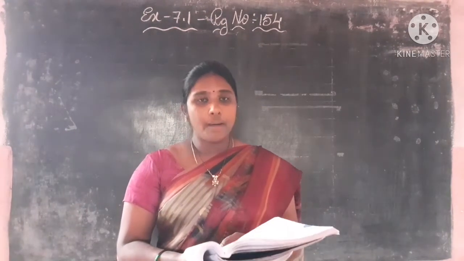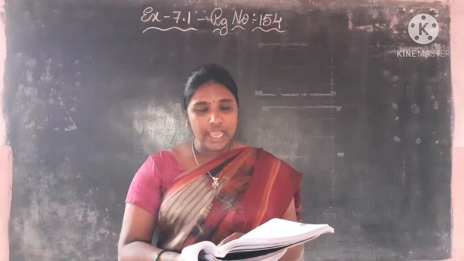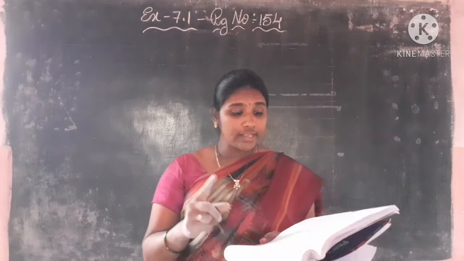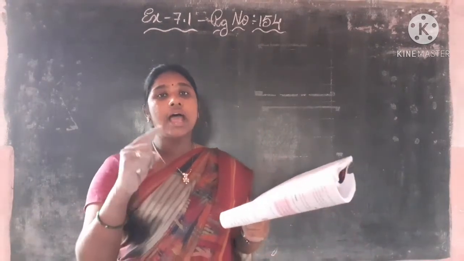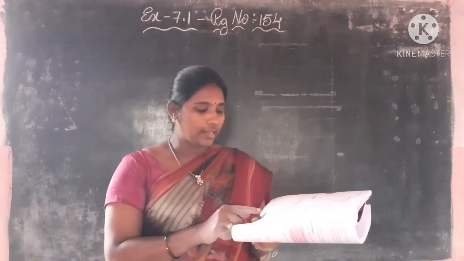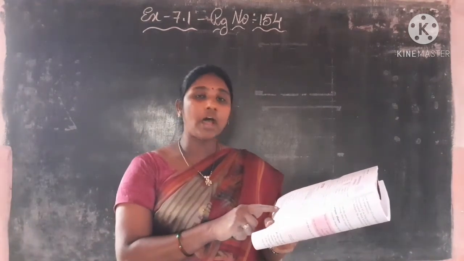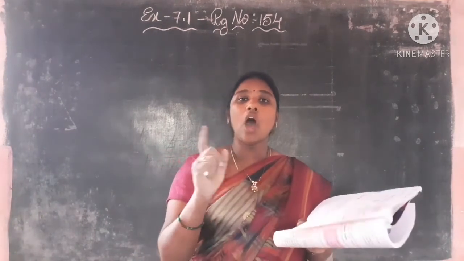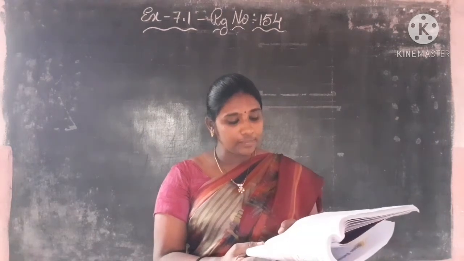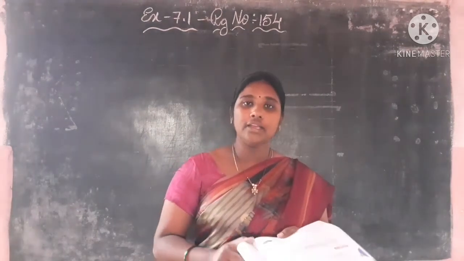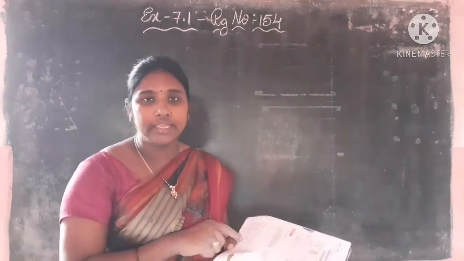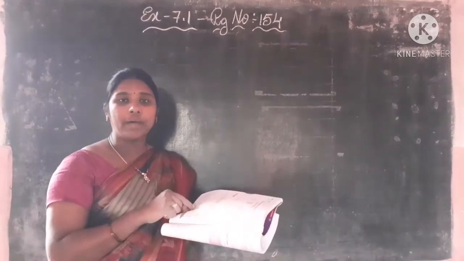Next, third question. Banu walks daily around a square park. What is the shape of the park? Square park. If the distance walked around the park is 480 meters, what is the measure of each side of the park? She is walking around the park 480 meters, which means this is the perimeter of the park.